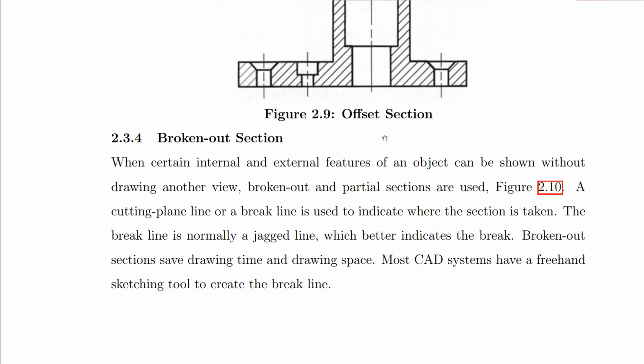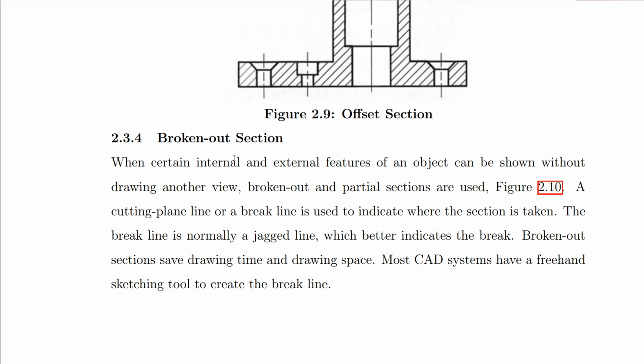Then we have broken out section. Broken out section is used when internal and external features of an object can be shown without drawing another view. Broken out and partial sections are used where we want to show them without drawing another view.